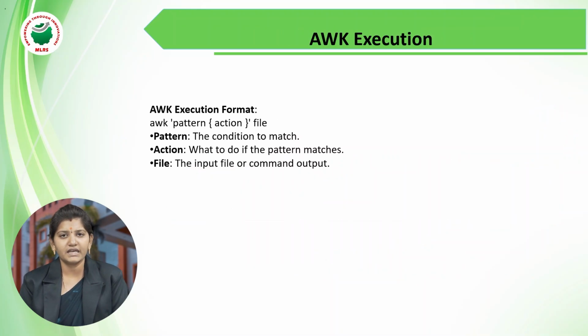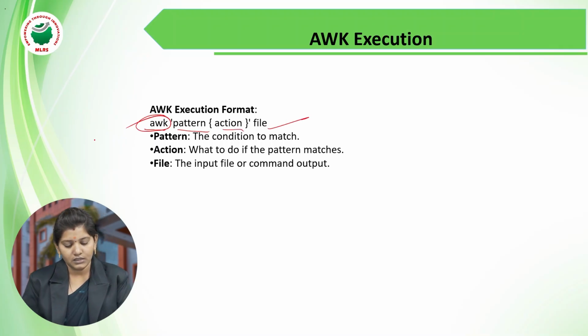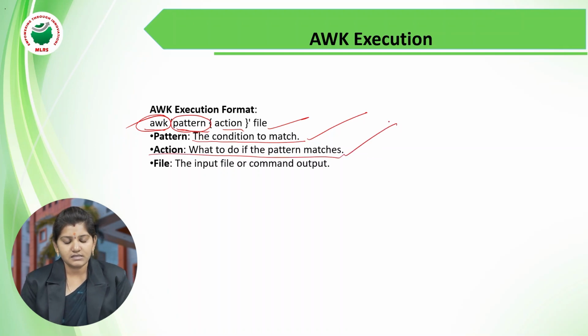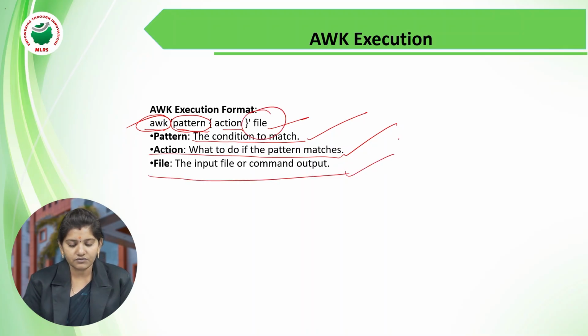And coming to the execution of an AWK program, the format has three parts: AWK, pattern, action and file. AWK is the keyword that we use here. The pattern is the condition that we are matching for, so that if the condition matches, then the action will be performed. And the file is the input that we give to produce the output. So this is the format for the execution of an AWK program.